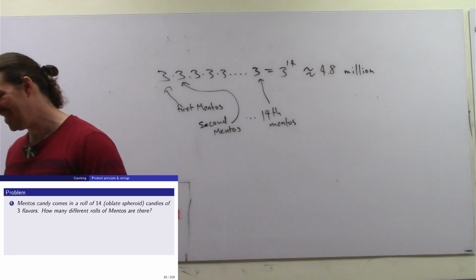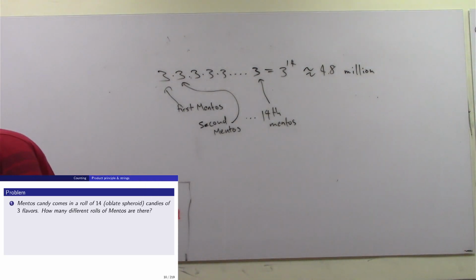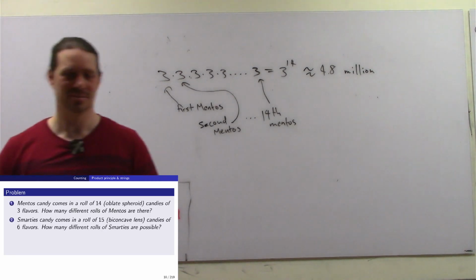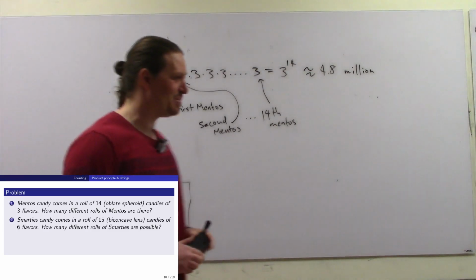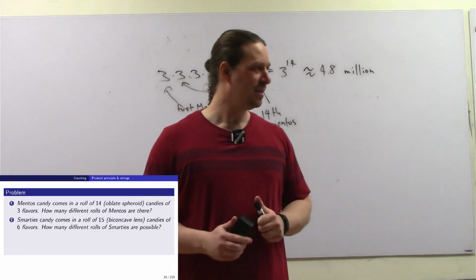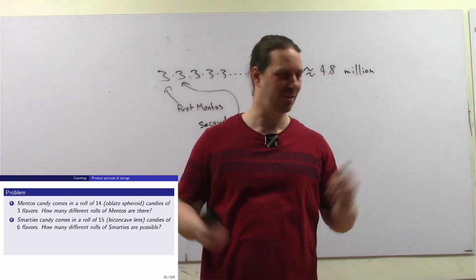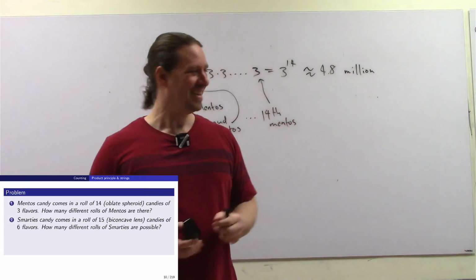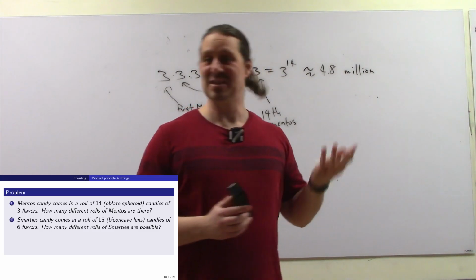Yes, good. All right, so let's continue on the candy theme and talk about Smarties. Another candy, similarly packaged to Mentos. They come in a roll of 15. Their shapes are biconcave lenses. I learned this is a thing. It's exactly what you think it is. Now you know what it is as well if you have seen Smarties. And there are 6 flavors of those.